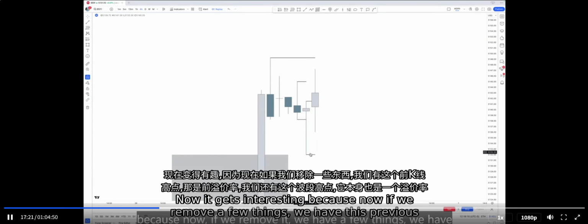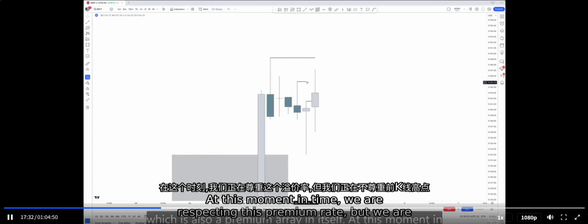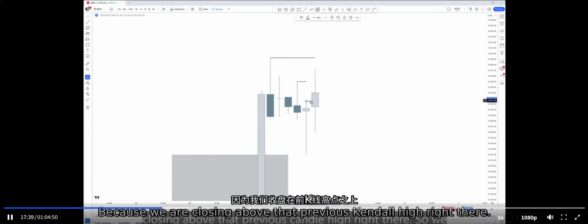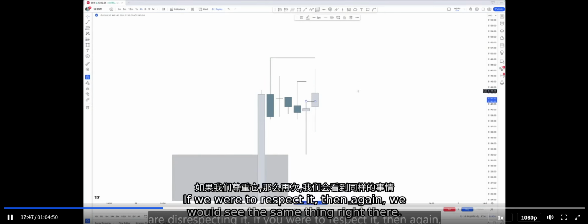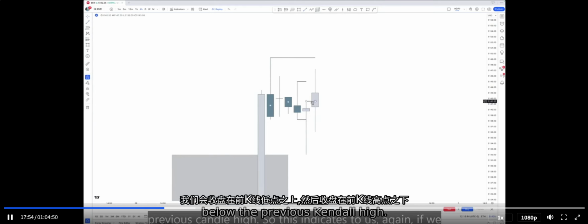Now it gets interesting, because now if we remove a few things, we have this previous candle high, which was the previous premium array, and we have this swing high right there as well, which is also a premium array in itself. At this moment in time, we are respecting this premium array, but we are disrespecting the previous candle high. Why? Because we are closing above that previous candle high right there, so we are disrespecting it. If we were to respect it, then again, we would see the same thing right there: we would close above the previous candle low, and then close below the previous candle high.